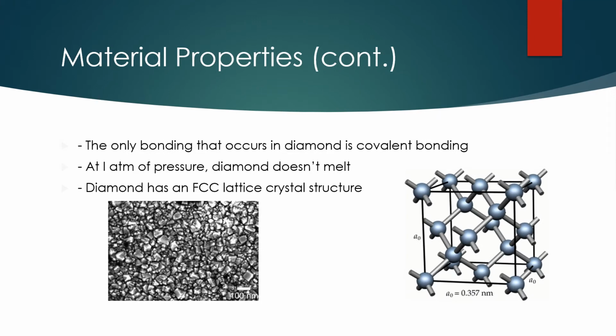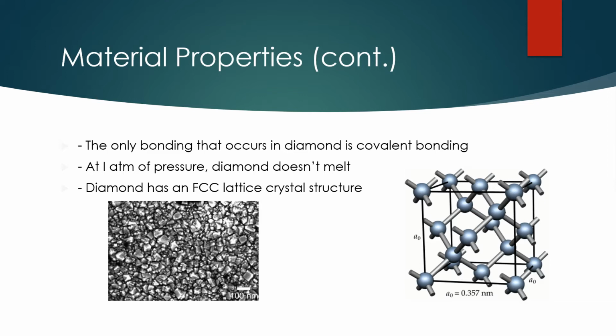So just a little bit more about the mechanical and material properties. The only bonding that occurs in diamond is strong covalent bonding, because the only thing that makes up diamond is carbon. It is solely made up of carbon atoms, so only covalent bonds happen.